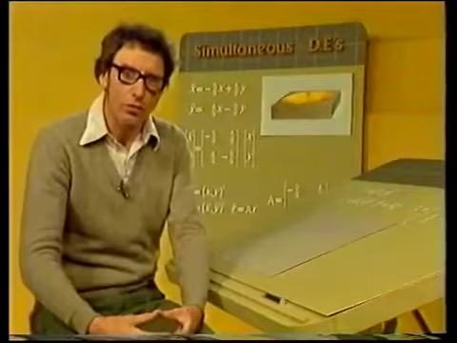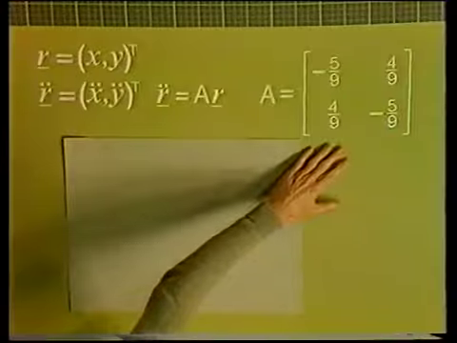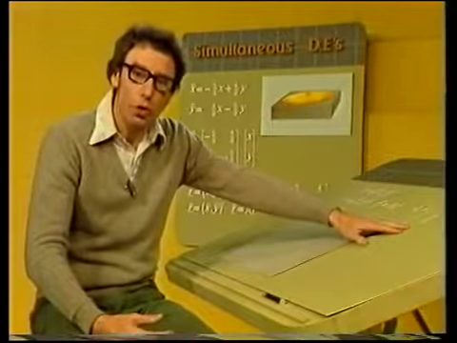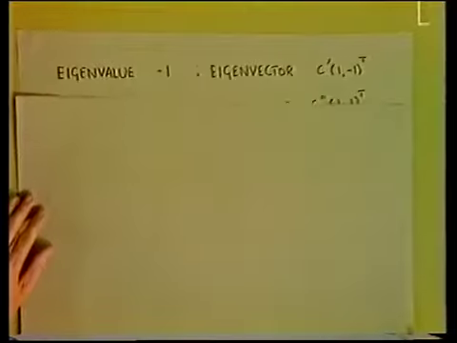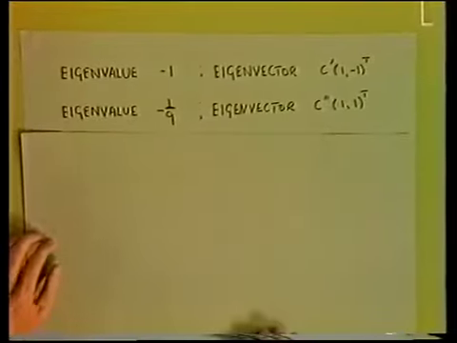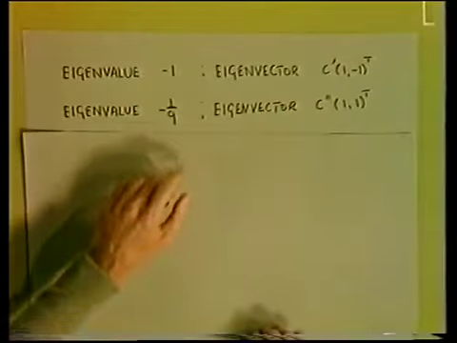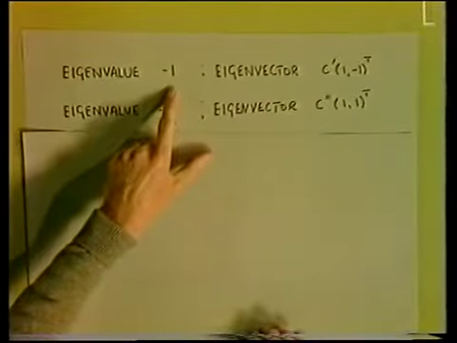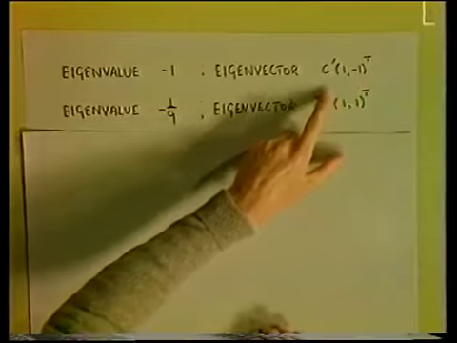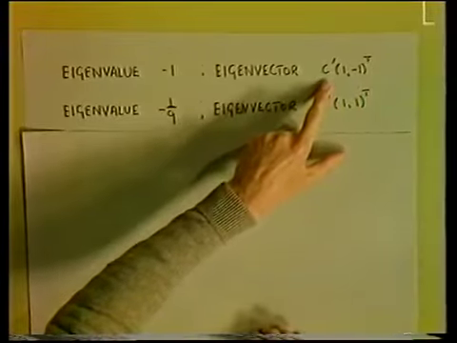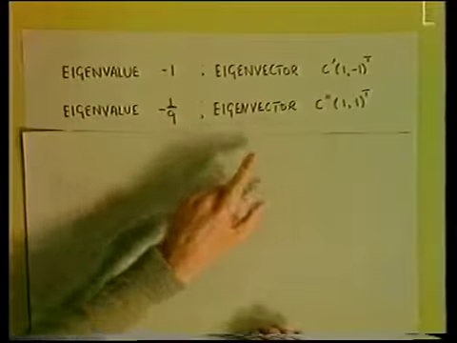So what are the eigenvalues and eigenvectors of the matrix A? I asked you to work them out before the program, and here they are. The eigenvalues are -1 and -1/9. Corresponding to eigenvalue -1 is the eigenvector 1, -1. And I could multiply it by any constant, and it would still be an eigenvector. For the eigenvalue -1/9, the eigenvector is 1, 1.